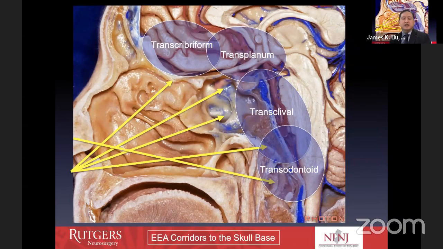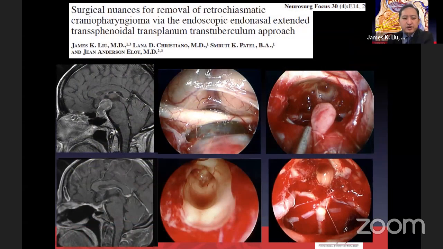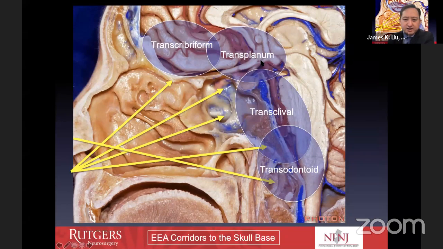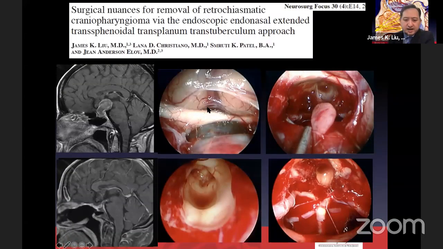So let's expand a little bit and talk about other corridors we can access endonasally. The transplanum corridor, which is this region right here in the suprachiasmatic, retrochiasmatic area, has been, I would say, a game changer for the management of craniopharyngiomas. And craniopharyngiomas typically will have a retrochiasmatic location, meaning they're located underneath and behind the chiasm and often adherent to the hypothalamus, extending into the third ventricle.